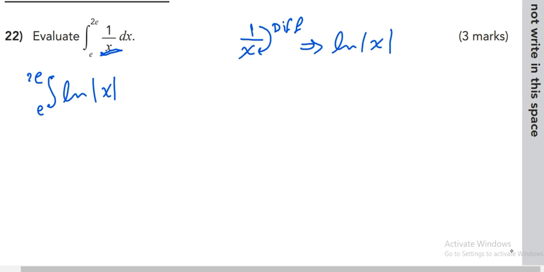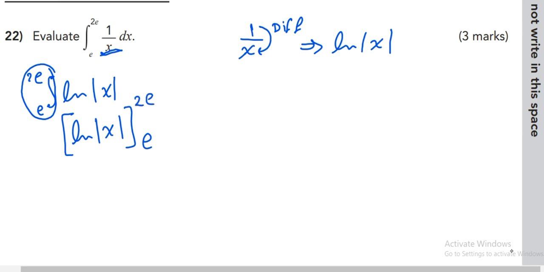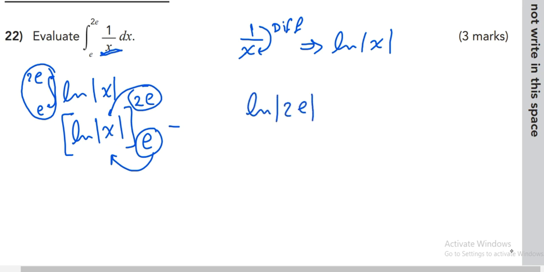But this part will be converted to a bracket like this and we put the values here. So we'll substitute by the first value, then substitute by the second value, and subtract. So the first one will be ln of 2e, the second will be ln e. Here the first one minus the second one, so it will be ln 2e minus ln e.